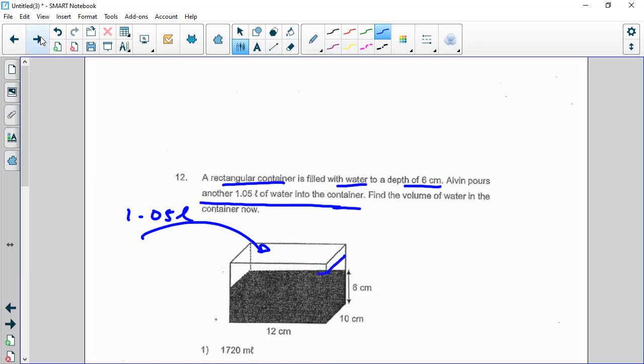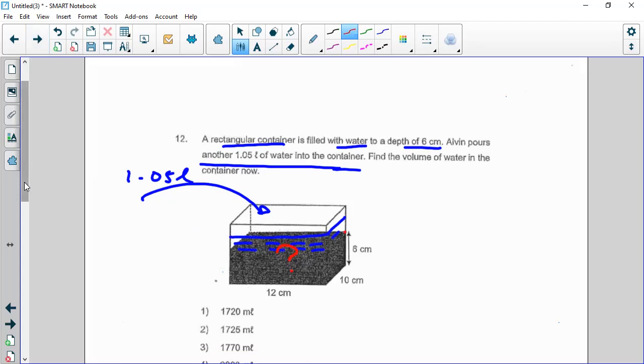So when you pour water inside, what will happen? The water level will go up, right? Will go higher, right? So you're supposed to find what is the water inside the container now. So how do you find? You have to find the water at first. How much is the water at first? Can you see the red color? The red color water. So you have to find how much water at first.